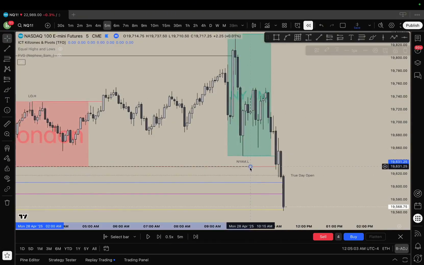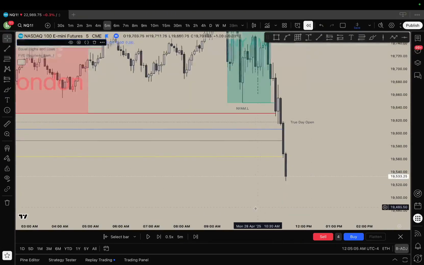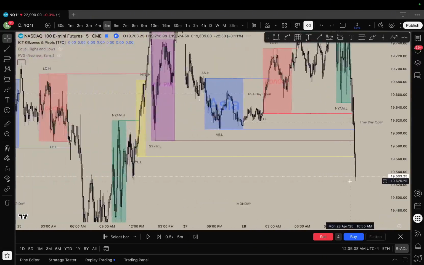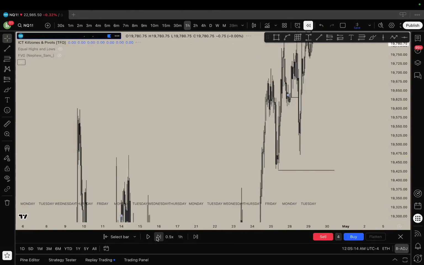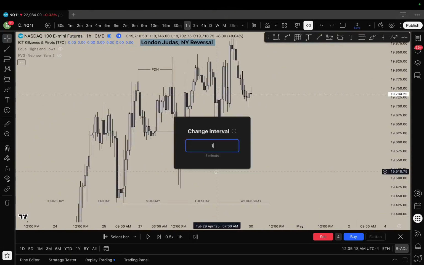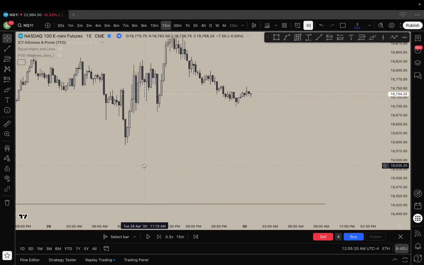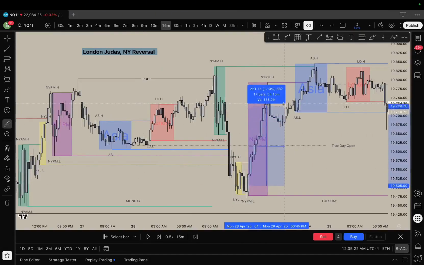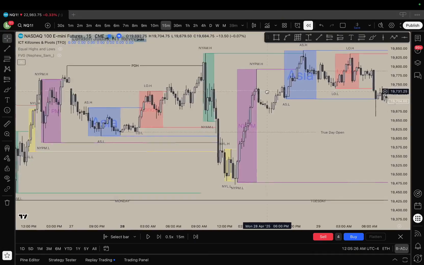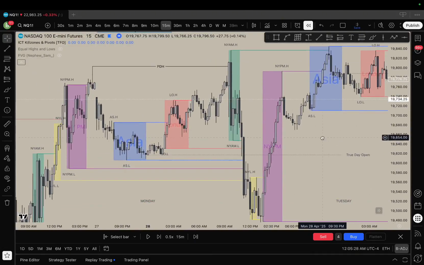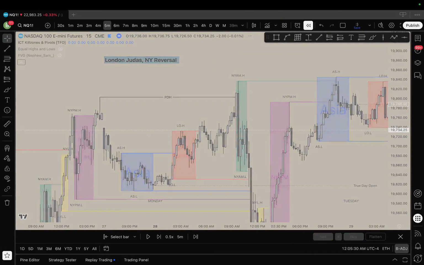And then we finally get that final distribution leg at around 11 o'clock towards that London low, towards these Asia lows, and then eventually we go towards this. Oh, that was in like a couple more days. But yeah, we eventually get a really nice expansion all the way here, and then we get a kind of reversal during PM session. But overall, very, very nice London Judas New York reversal profile here.